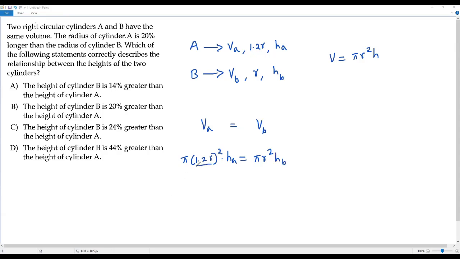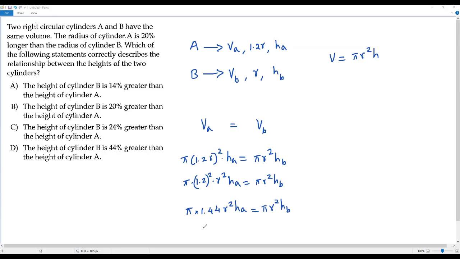Okay, here we have 1.2 and R multiplied, and we have the common exponent too. Whenever two values are multiplied and we have a common exponent, the exponent can be distributed to each value and the results multiplied. Then I'm getting pi times 1.2 the whole square times R square times HA equals pi R square HB. Okay, pi times the value of 1.2 the whole square, which is 1.44, times R square times HA equals pi R square times HB.